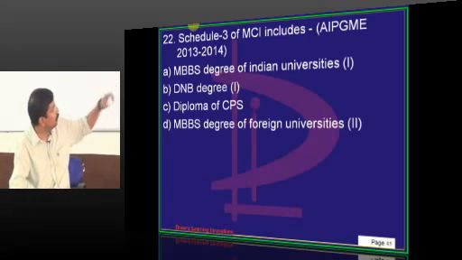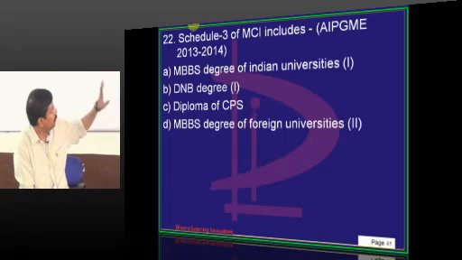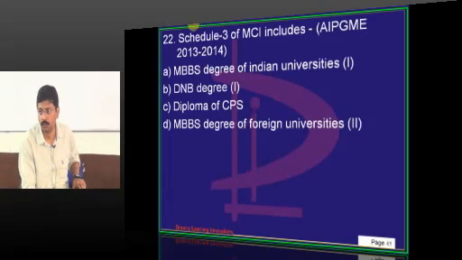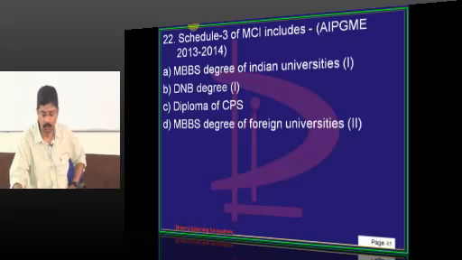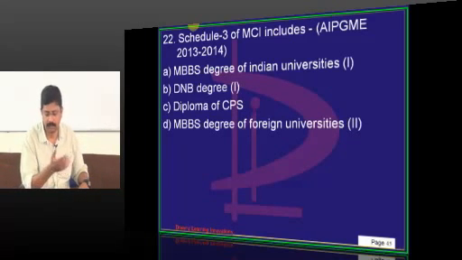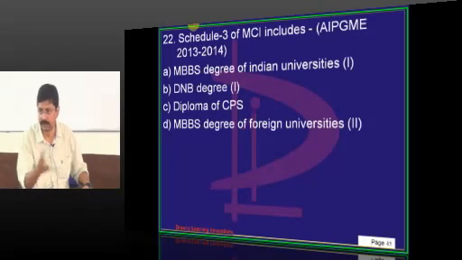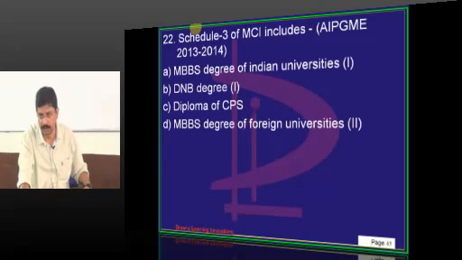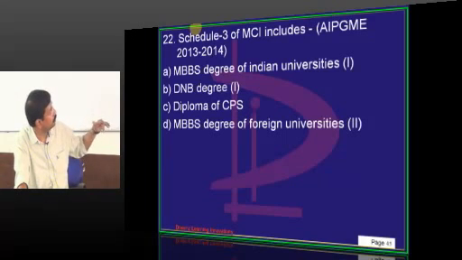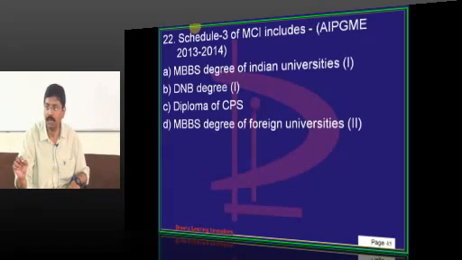So now, an MBBS degree of an Indian university is schedule 1. A DNB degree is also schedule 1, and MBBS degrees of foreign universities are schedule 2. The diploma of CPS is a very age-old diploma from the College of Physicians and Surgeons in Bombay, like the Royal College of Physicians. Those degrees don't fall in schedule 1 or 2; they fall in schedule 3 part A, which is the degrees not included in schedule 1.